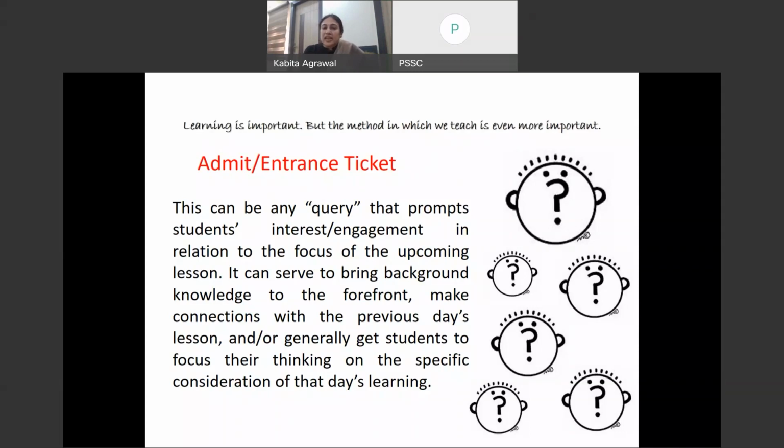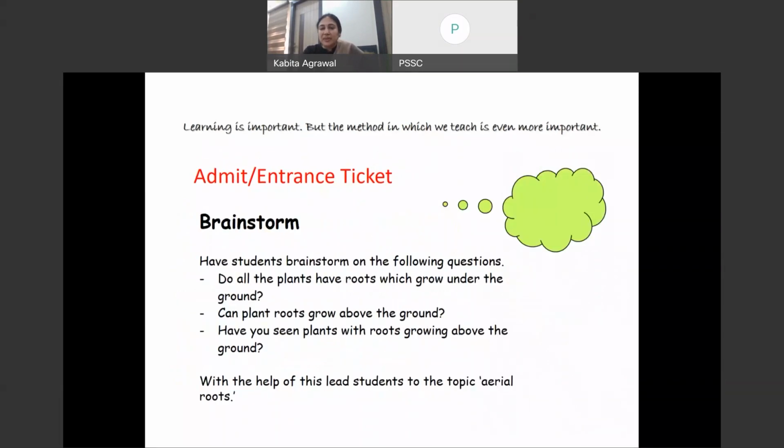As we all know, we need to build connections with previous topics, but we will discuss how to make it more interesting and fun. Suppose you are brainstorming for entrance tickets, you can make the children probe with the best questions, which you find more tricky or interesting for them to understand. I've taken examples for you. Have students brainstorm on the following questions. Do all plants have roots which grow under the ground?